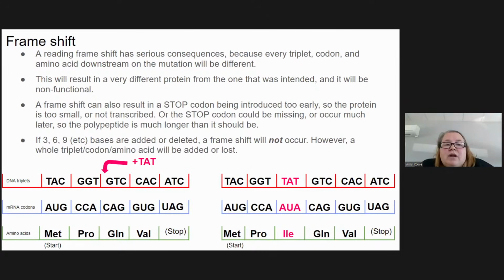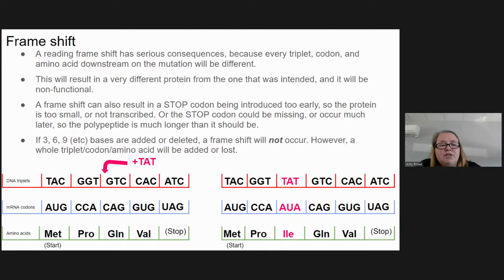Every triplet codon and amino acid downstream of a reading frame mutation will be different. Okay, this will result in a very different protein from the one that was intended and is likely to be non-functioning, so it won't work at all. Certainly won't be doing the job that it was supposed to do. A reading frame shift can also result in a stop codon being introduced too early, so that the protein is too small or it's not transcribed at all. Or the stop codon could be missing from the end of the protein sequence or occur much later, so the polypeptide ends up being much, much longer than it should be. Basically, the instructions are in the wrong order.